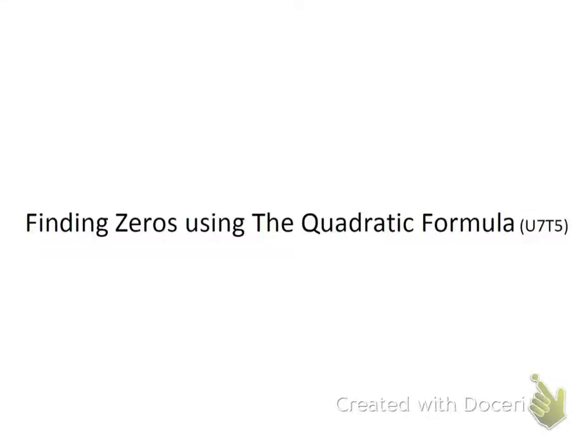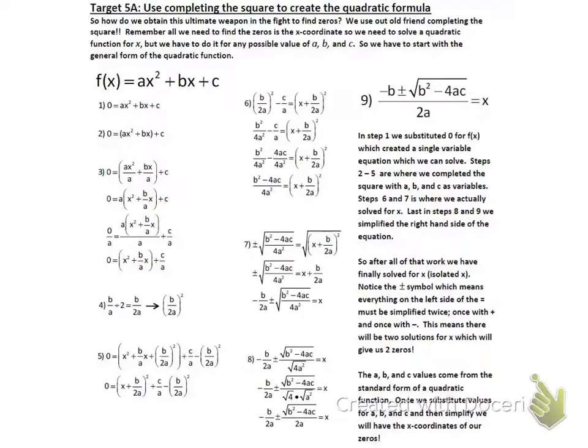In this lesson, we are going to learn how to find zeros using the quadratic formula. The first part of your notes here, target 5A, is about completing the square to create a quadratic formula. This is a lot of math that's going on in this part of the notes. A couple things I want to point out here.